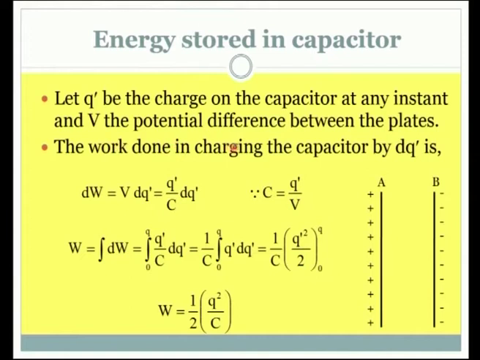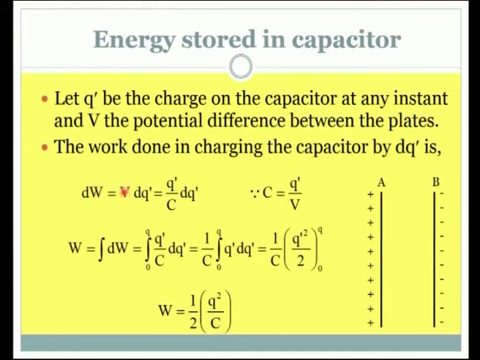The work done in charging the capacitor by a small value dq', we originally charge it. When we want to discuss the energy involved, we need to consider the work that is done in charging the capacitor. So, we first take an infinitesimal amount of charge, a small charge, which is taken here as dq'. This dq' is the charge that is placed on the capacitor at an instant. V is taken as the potential difference. So, what is the work done? The work done is also taken as dW.